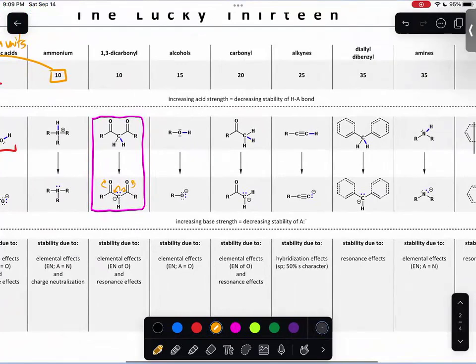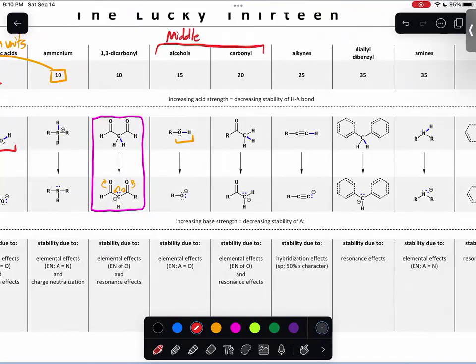So whenever you see any of those OHs, those hydroxyls, those have a pKa right around 15. And this is about the area that I would say is sort of the middle in terms of acidity, right? So they're relatively acidic, but they're also not super acidic. Next up, we have carbonyls. So unlike the dicarbonyl, where it has resonance with two oxygens, this one has resonance with a single one, and because of that, it makes it somewhat acidic, but not very.